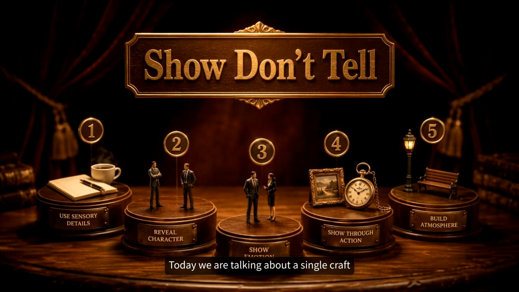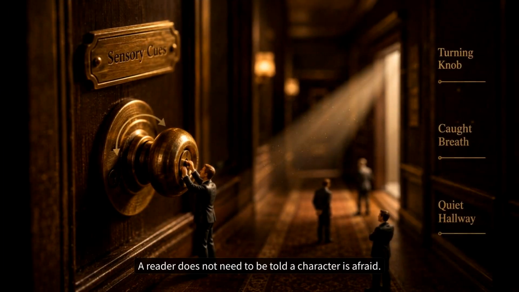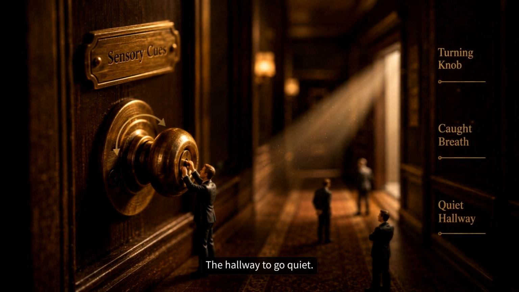Today we are talking about a single craft principle that can transform your fiction. Show, don't tell. Specifically, we will look at why naming the emotion weakens your scenes and 5 concrete ways to fix it. Let's start with the trap. A reader does not need to be told a character is afraid. A reader needs the doorknob to turn, the breath to catch, the hallway to go quiet, and then the fear arrives on its own, built by the reader instead of delivered to the reader.